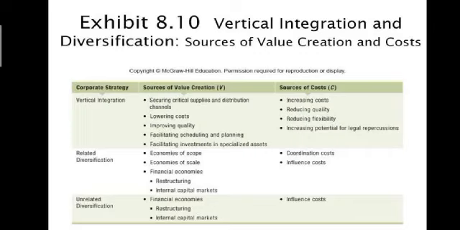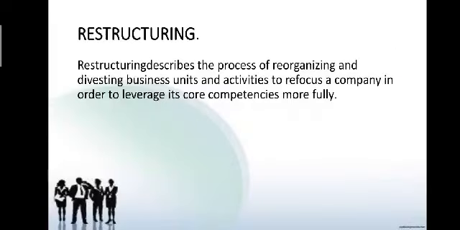However, vertical integration has disadvantages, including the significant amount of capital investment required. Netflix is a prime example of vertical integration because the company started as a DVD rental business before moving into online streaming of films and movies licensed from major studios. So that is it. Next one is restructuring.